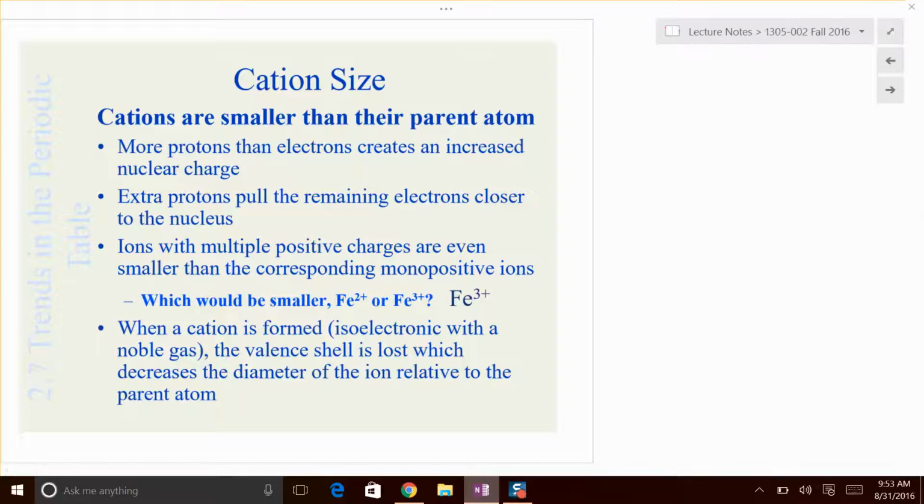Sizes of ions. Well, what happens if you gain or lose electrons? What's that going to do to your atomic size? So lithium is kind of big. It has 1 valence electron. If it loses it, what's going to happen to the atomic size of lithium? It's going to get smaller.